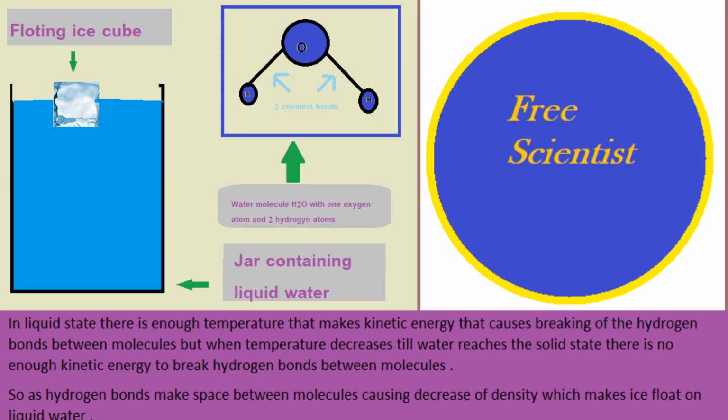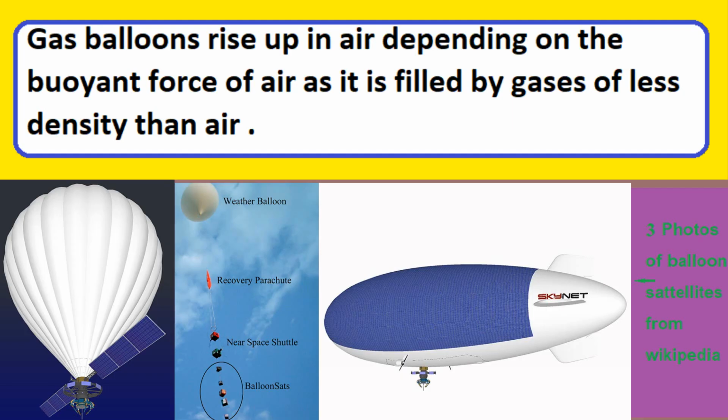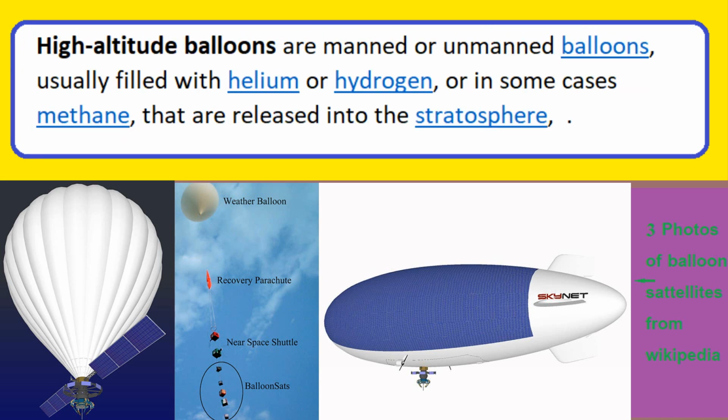So as hydrogen bonds make space between molecules, causing a decrease of density, which makes ice float on liquid water. Gas balloons rise up in air depending on the buoyant force of air as it is filled by gases of less density than air. High-altitude balloons are manned or unmanned balloons, usually filled with helium or hydrogen, or in some cases methane, that are released into the stratosphere.